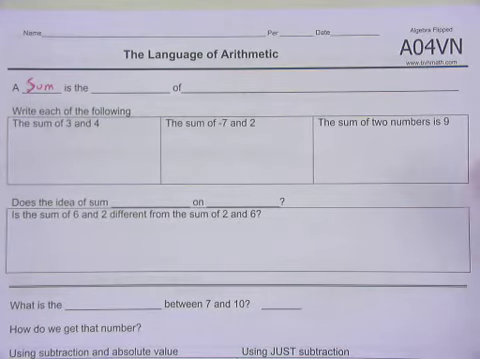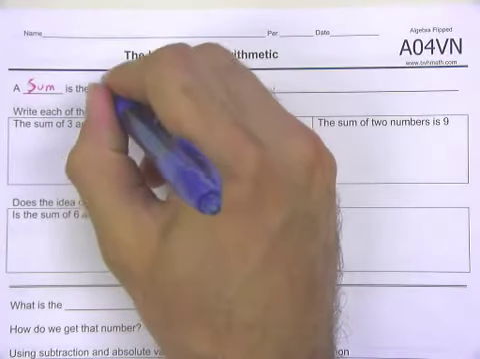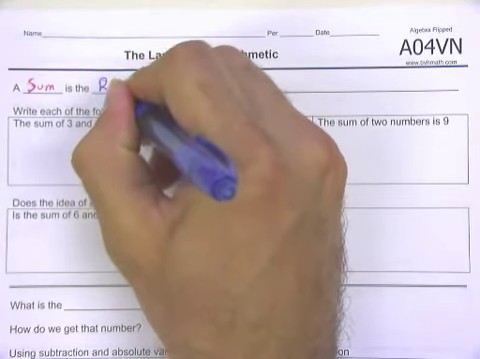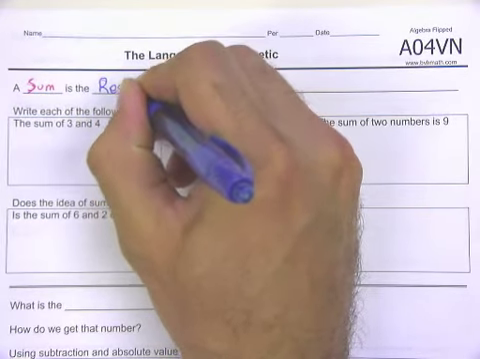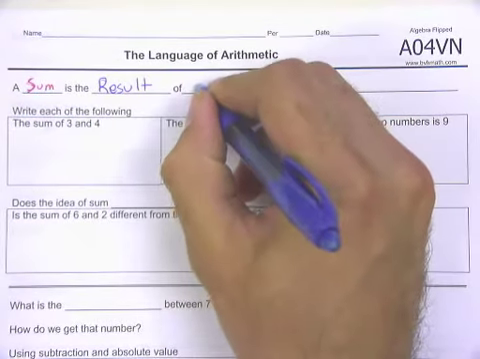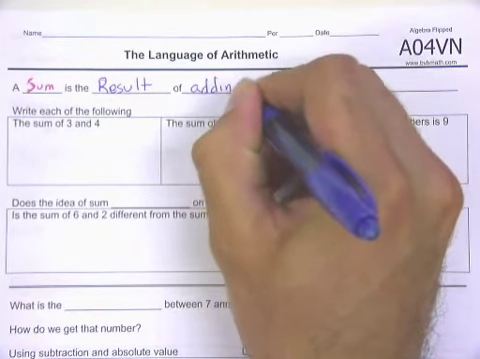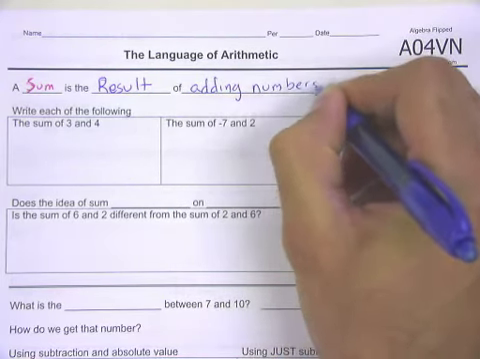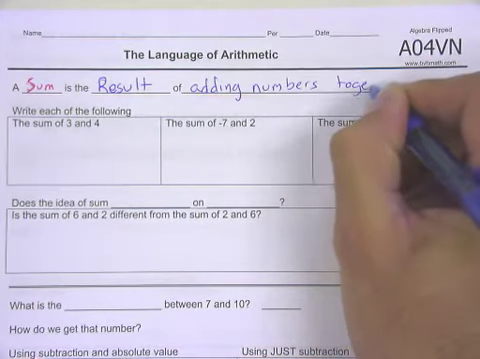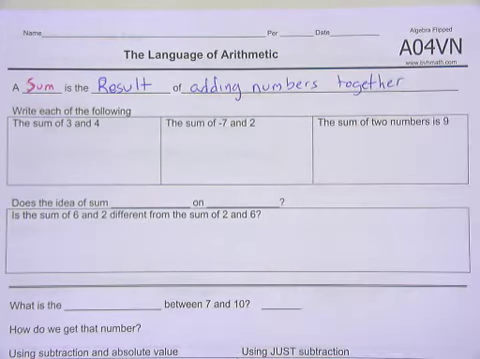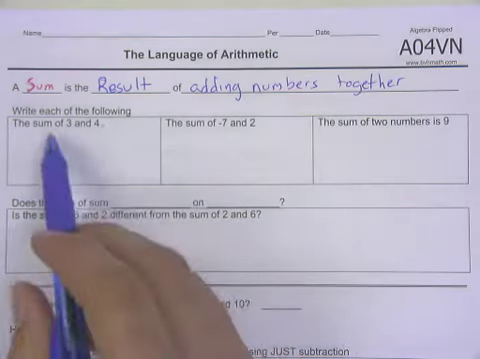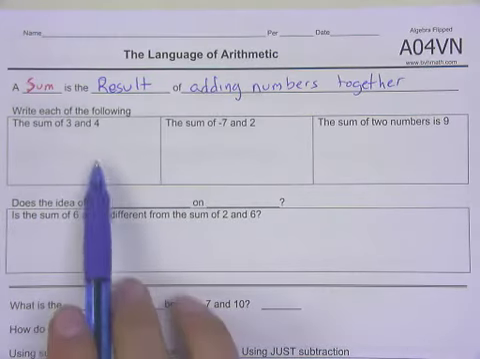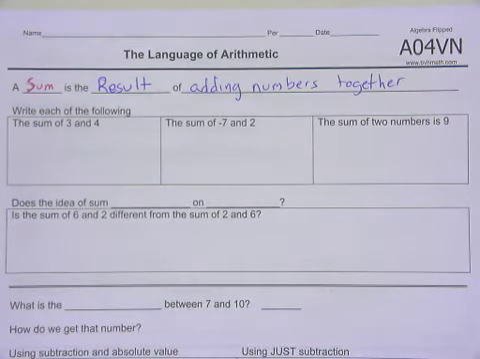Well, technically a sum is the result of adding numbers together. So, if they ask us to write the sum of each of these three things, see if you can go ahead and write those out. Go ahead and pause the video and try each one of those.